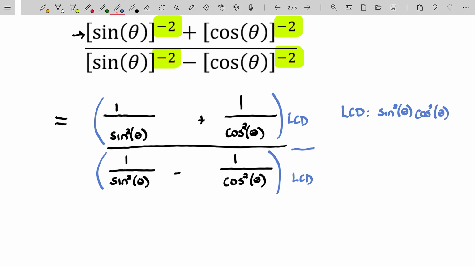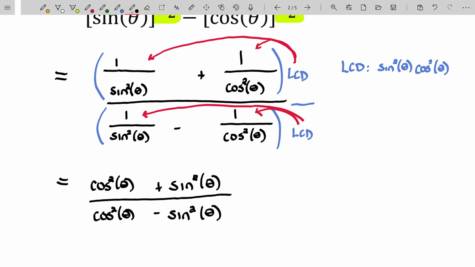And now we distribute that LCD to each of the terms in the numerator and to each of the terms in the denominator. Let's go ahead and do that. And that you should be okay with just because you know how to multiply through and cancel things out. But we are not done when we get to this point because you're dealing with trigonometric functions and there are always little hidden identities when you have squares.